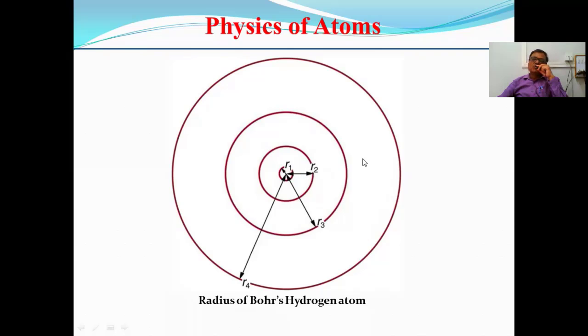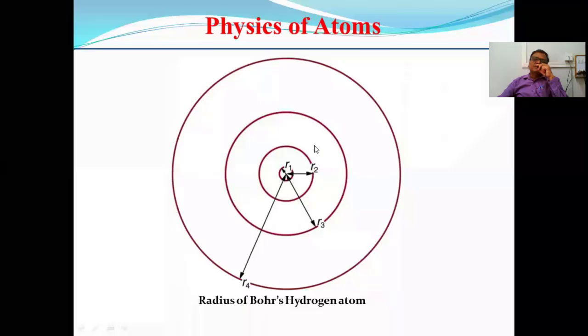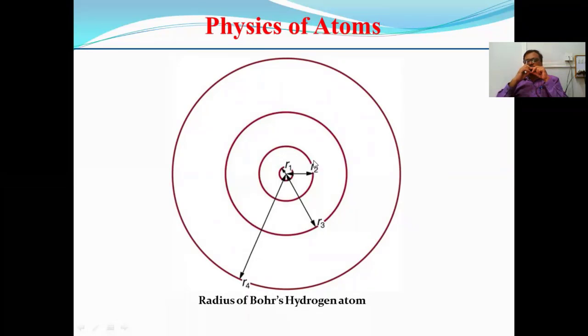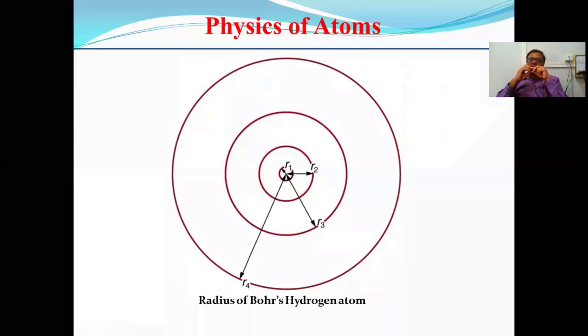The radius goes on increasing because the radius of the nth orbit is directly proportional to n square. n is the orbital number. Okay, that means the radius difference between two successive orbitals is not the same. This radius difference goes on increasing.